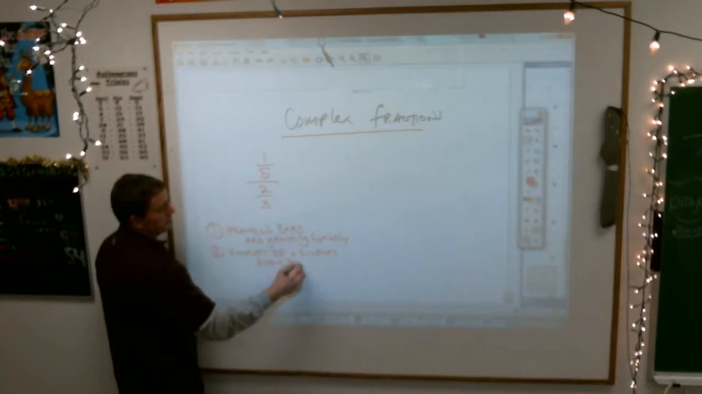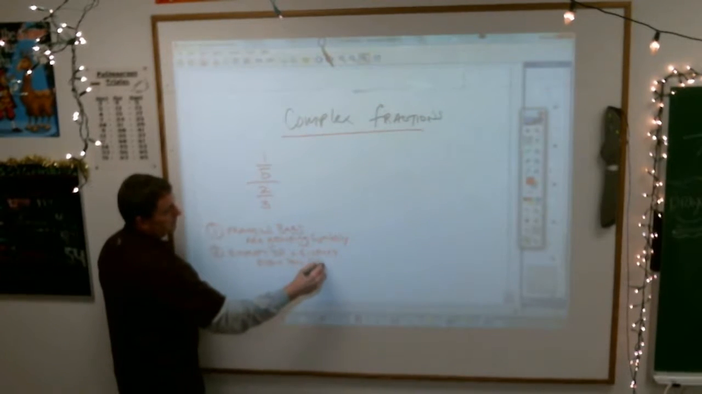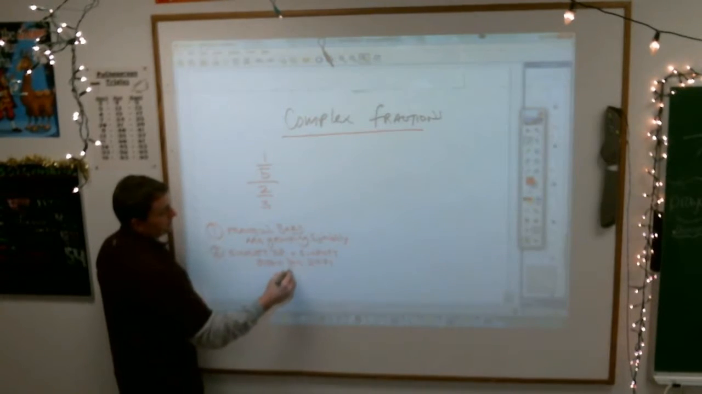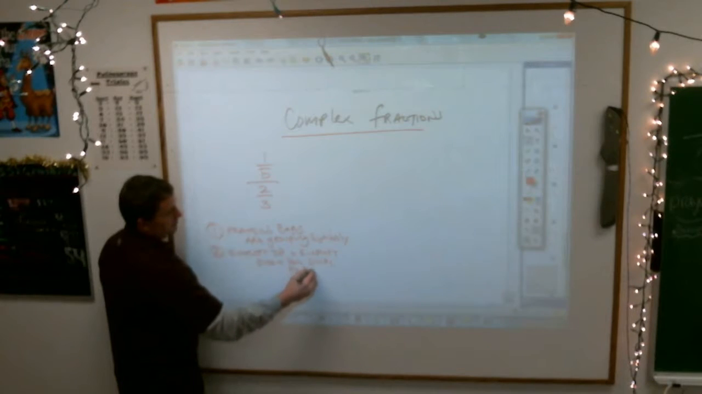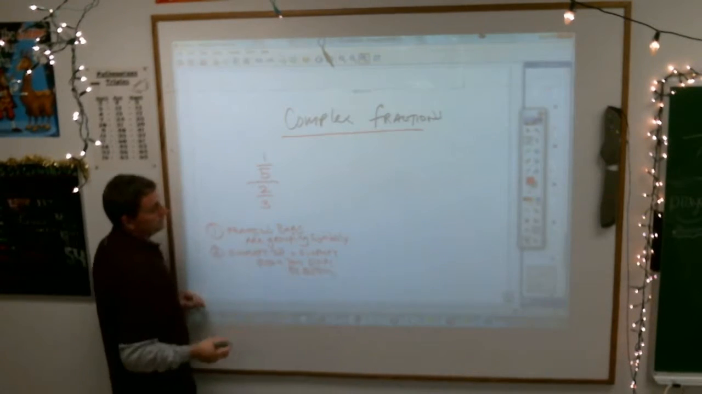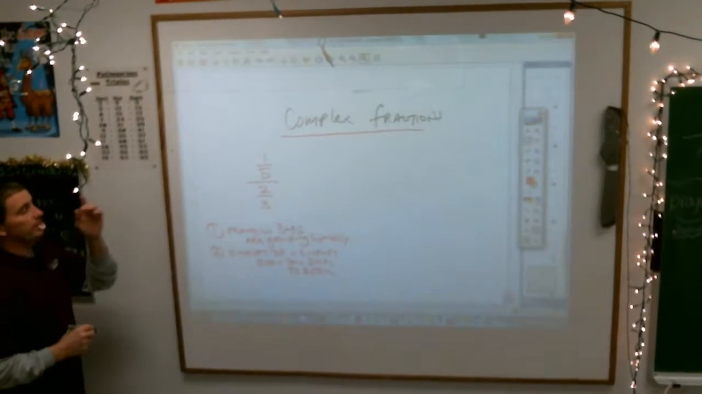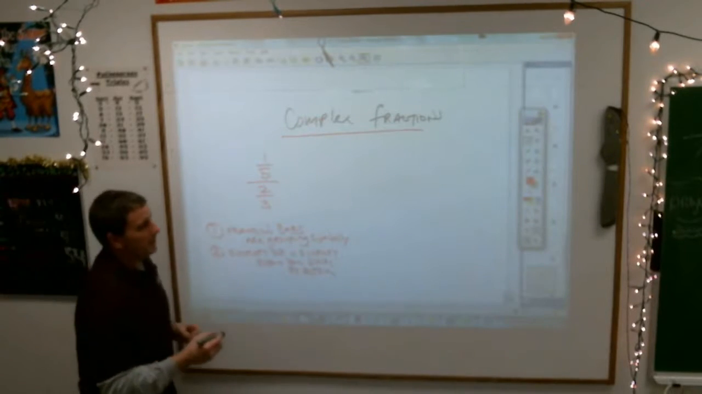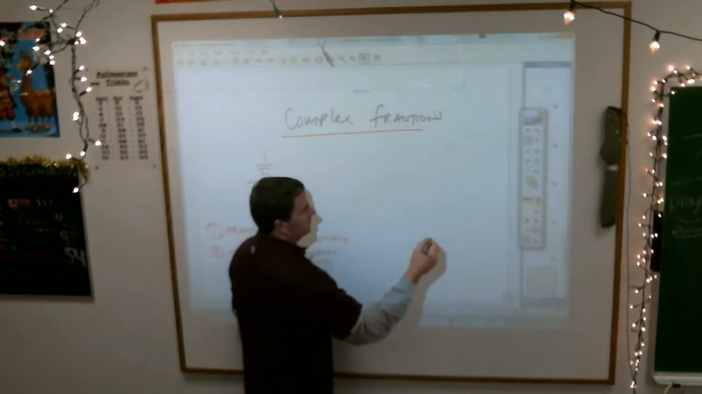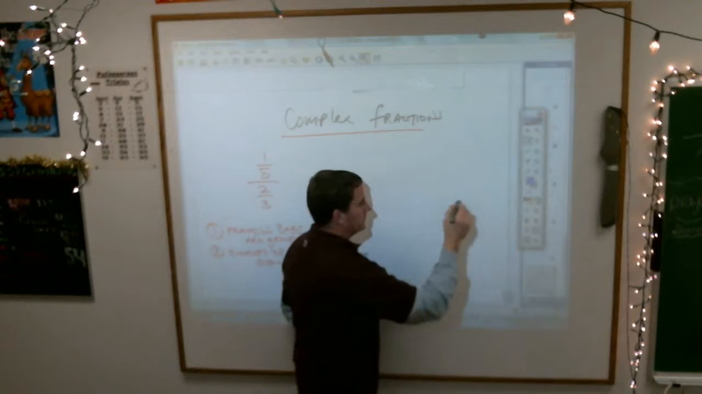Then divide by the bottom. Good thing we're starting with an easy one here. Now this one, the top and bottom are already simplified, so you don't have to do step 1 or 2.